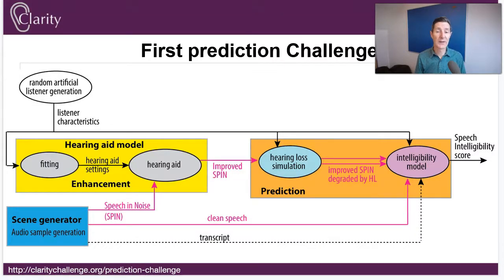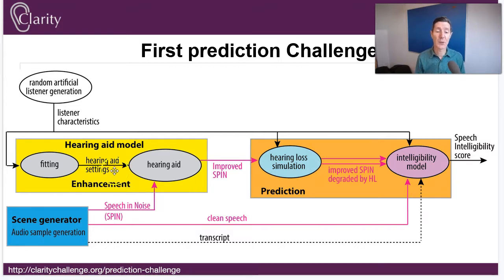So this is the sort of layout for the first prediction challenge, and what we have in the bottom left hand side are scenes which were being generated. This was someone in a living room, there was an interfering noise source around, and there was a target talker they were trying to listen to. We also had to pluck out an individual listener, because all this processing has to be individualized because we have people with different hearing abilities, and that has to be reflected in our processing. So the speech and noise that we create and the listener we pick out is fed into a hearing aid model, and that tries to enhance the signal, suppress the noise, enhance the speech in some way.